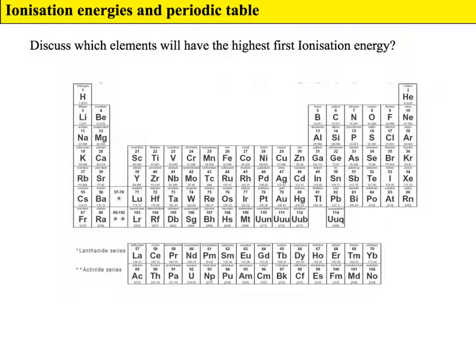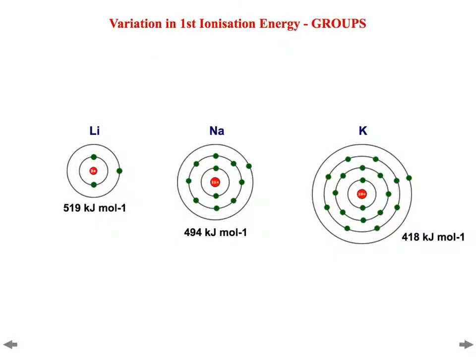So what do you think is going to happen as you go along a period? What do you think is going to happen to the ionization energy? Is it going to be harder to remove an electron or easier? As you go down a group, is it going to be harder to remove an electron or easier? So is the first ionization energy going to be greater or smaller? And which elements do you think are going to be the one with the greatest first ionization energy and the least? So as you go down a group, we're trying to remove the first ionization energy.